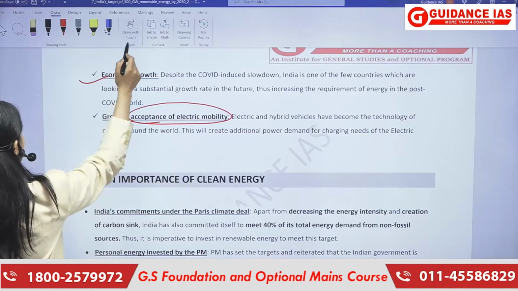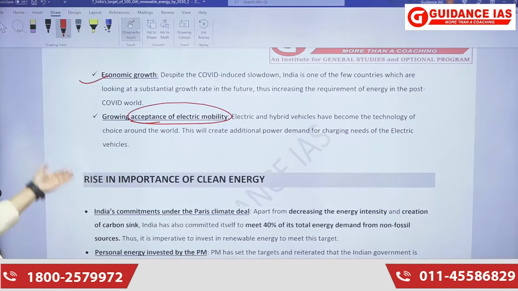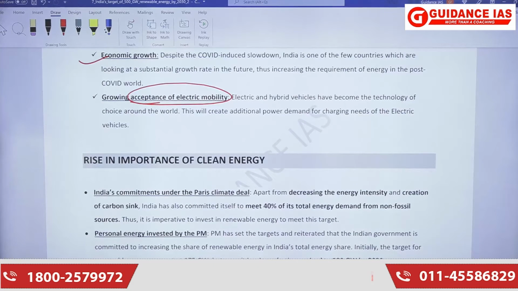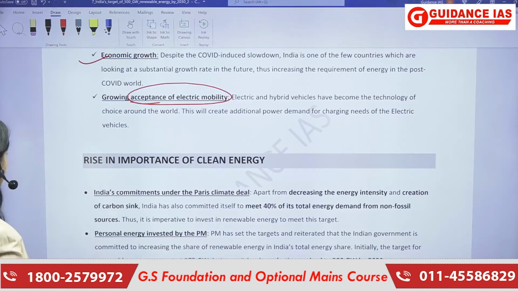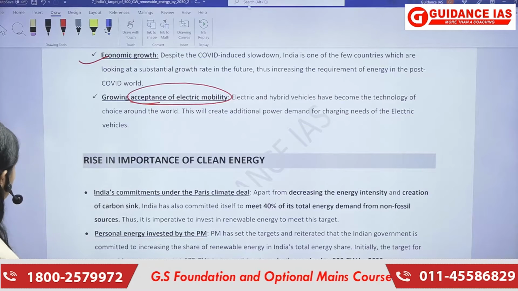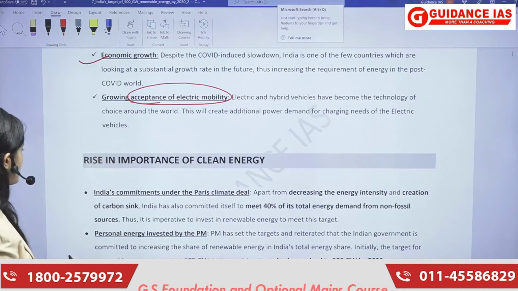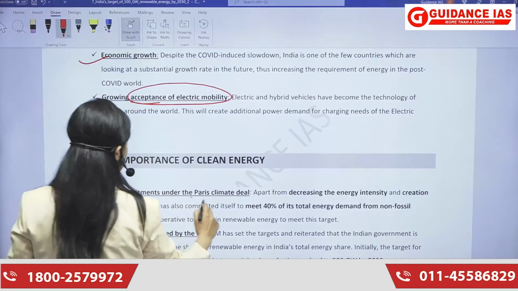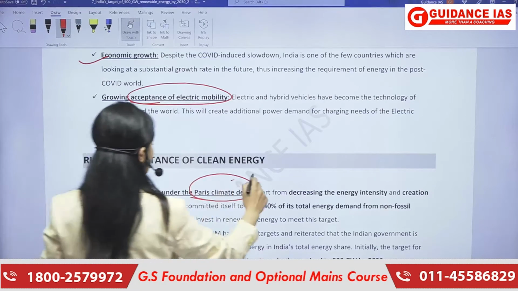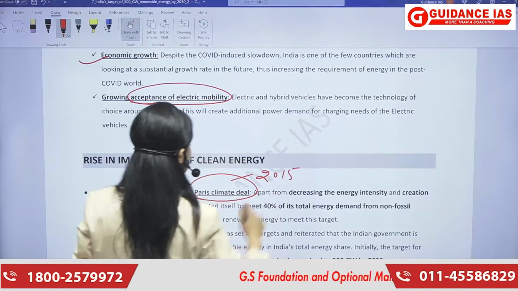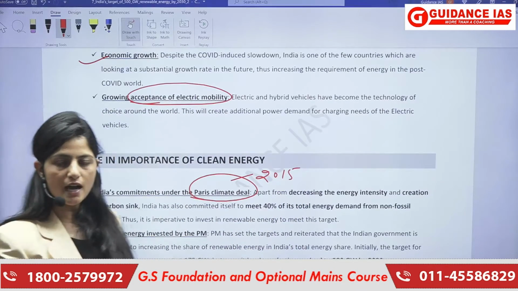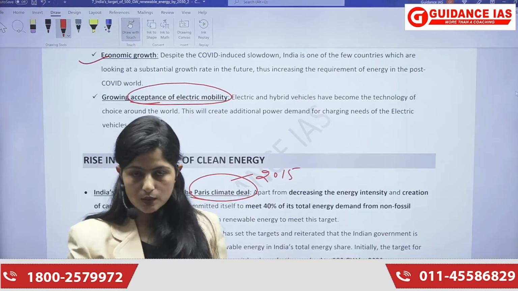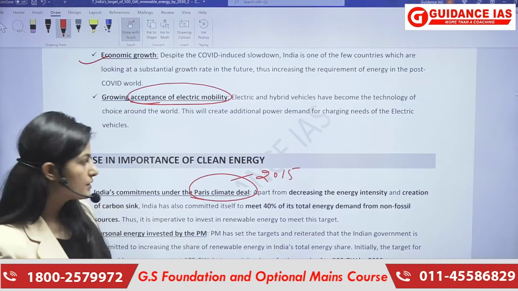Next up we have the rise in importance of clean energy. So why is clean energy or renewable energy rising? What are the reasons behind it? The first one would be the Paris climate deal, which I've already discussed with you. In 2015 it happened, and it aimed at limiting the temperature rise to well below 2 degrees Celsius, and preferably 1.5 degrees Celsius.